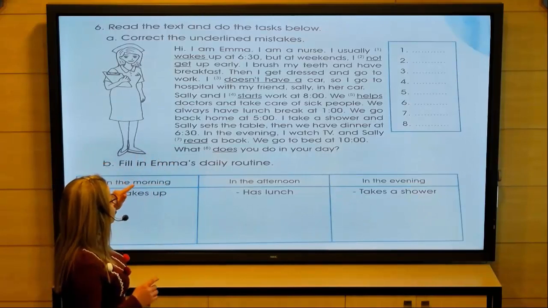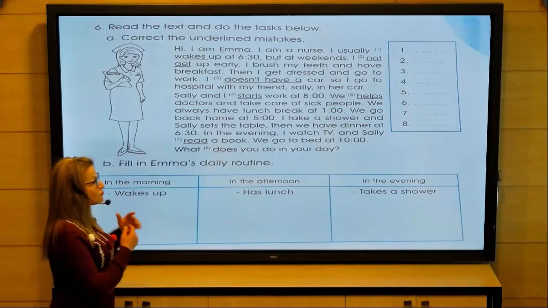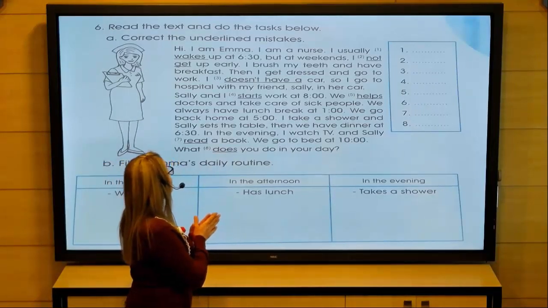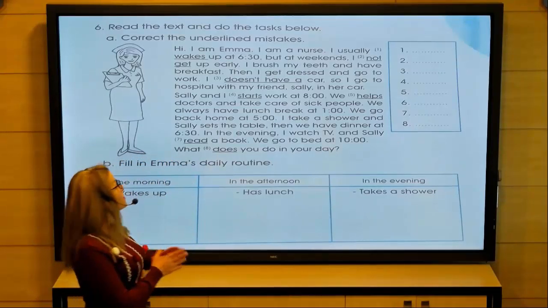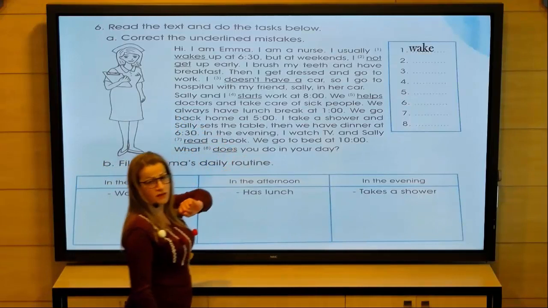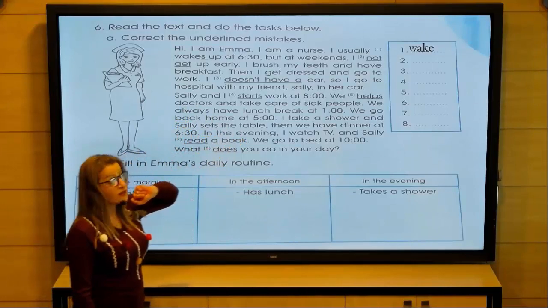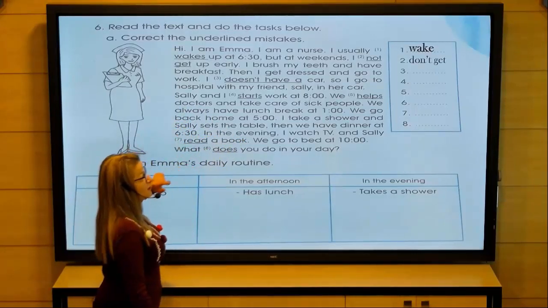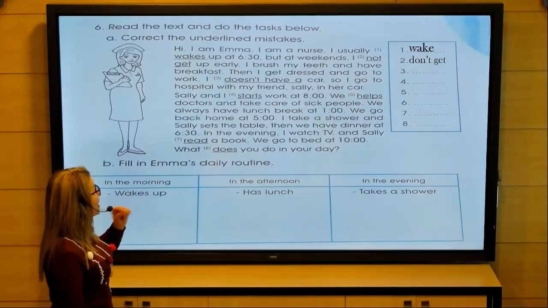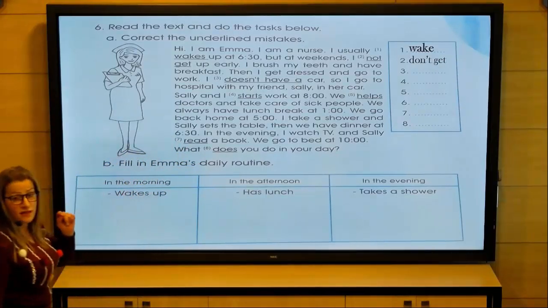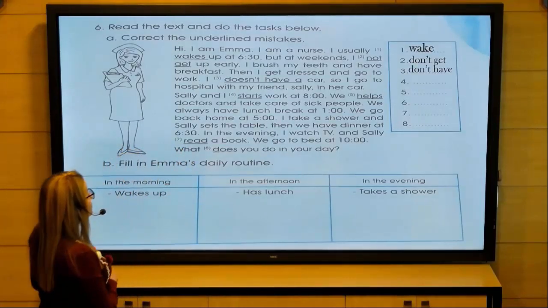In this text, the underlined words have mistakes. You have to correct them. Let's do it together. The first one, wakes up. Wakes up is wrong. The right is wake. The second one, not get, it's wrong. The right is don't get. The third one, I doesn't have is a mistake. And the correct is don't have.